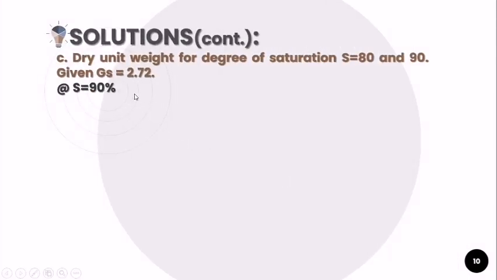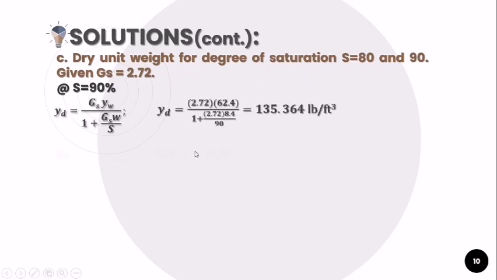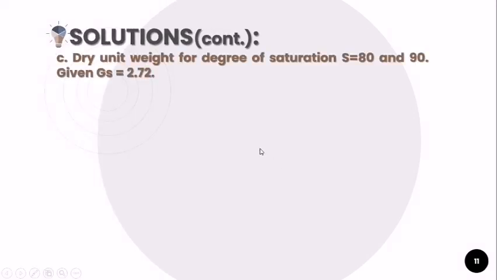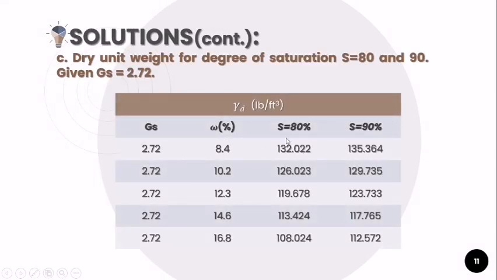So the task C, dry unit weight for degree of saturation such that S equals 90%. So again using the formula and substituting the values, we have these values obtained. These are the values that you have obtained using that formula. So at degree of saturation 80%, 132 up to 108.024 coming from moisture content 8.4 up to 16.8, and so with the degree of saturation 90%. So these are the values.